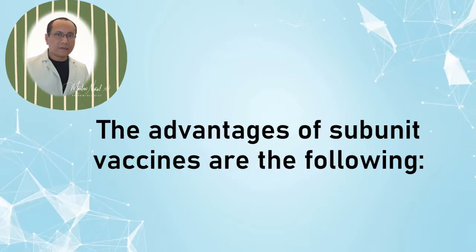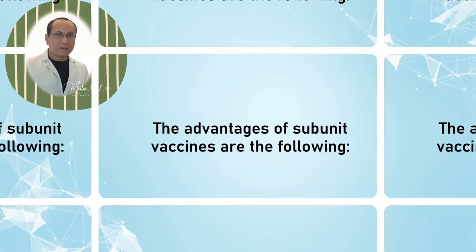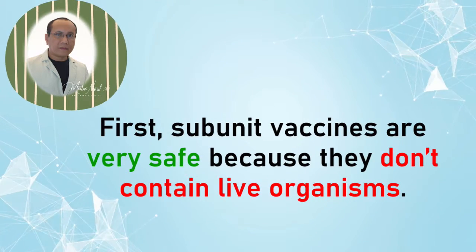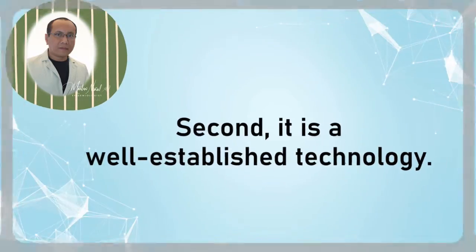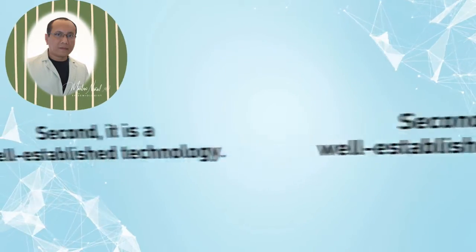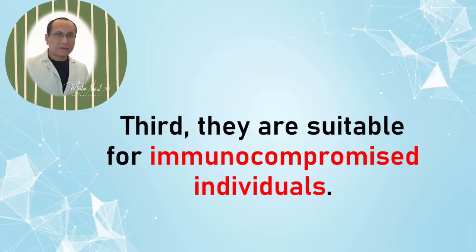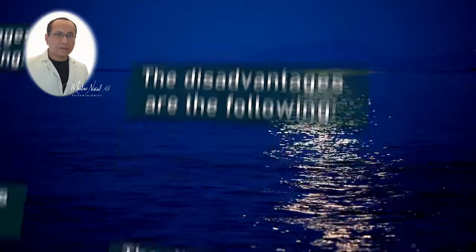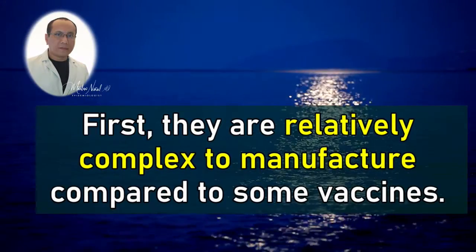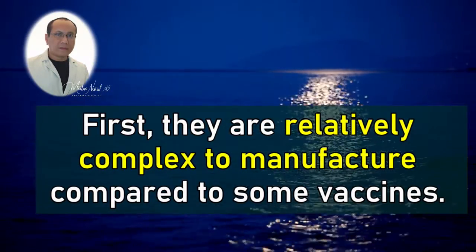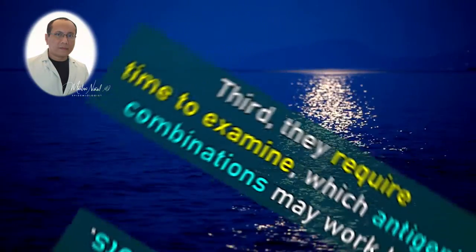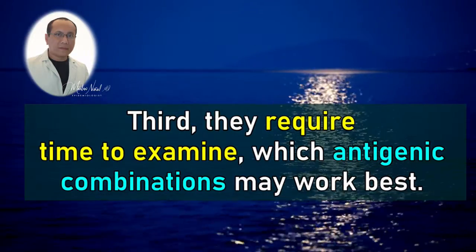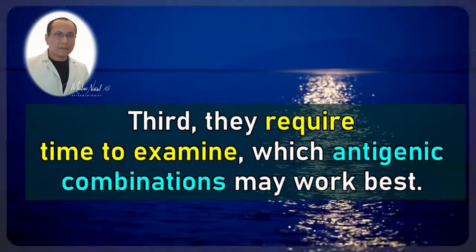The advantages of subunit vaccines are the following. First, subunit vaccines are very safe because they don't contain live organisms. Second, it is a well-established technology. Third, they are suitable for immunocompromised individuals. The disadvantages are the following. First, they are relatively complex to manufacture compared to some vaccines. Second, they require adjuvants and booster shots. Third, they require time to examine which antigenic combinations may work best.